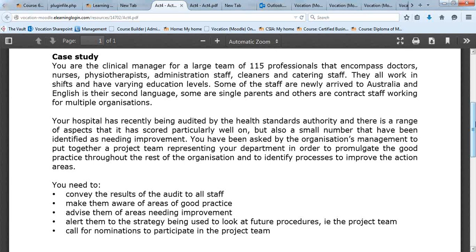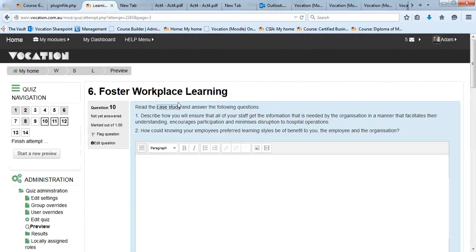Yeah, definitely. Is there a couple of questions, though, that are associated with that? I think there's a couple of questions that the assessment's specifically asking. Okay, so number 1, what we're actually asking you to do here is describe how you will ensure that all of your staff get information that is needed by the organisation in a manner that facilitates their understanding, encourages participation, and minimises disruption to hospital operations. So that's the very first part of it.